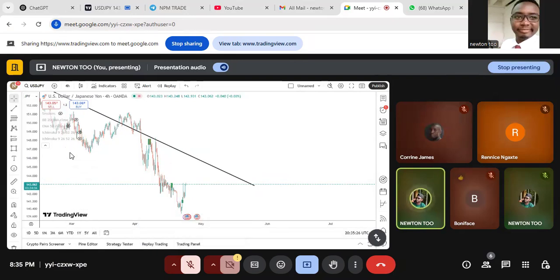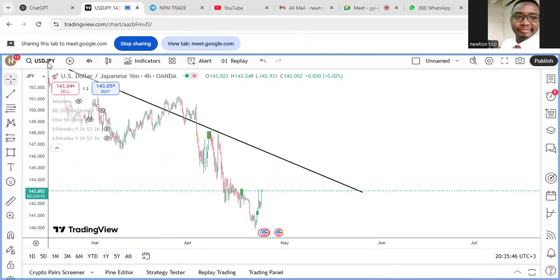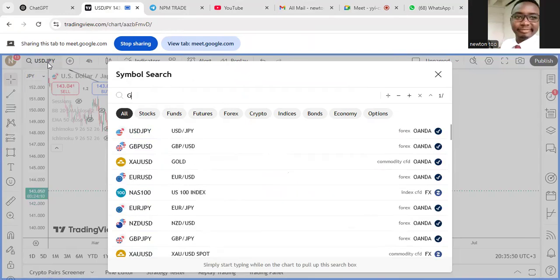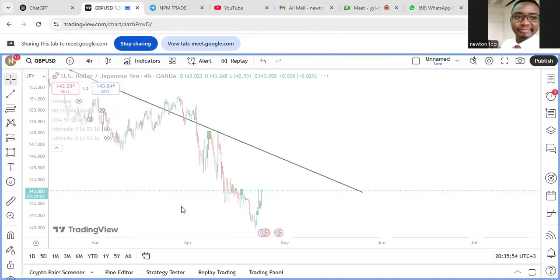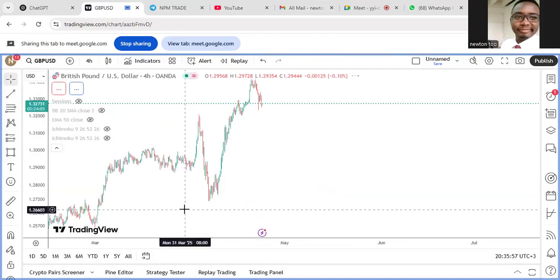Today we're going to continue with the previous class for the Ichimoku trading strategy. As we wait for others to join, maybe I can check today's market on a trend line. Maybe we can check GU. I'm seeing GU is moving very well with the trend line.